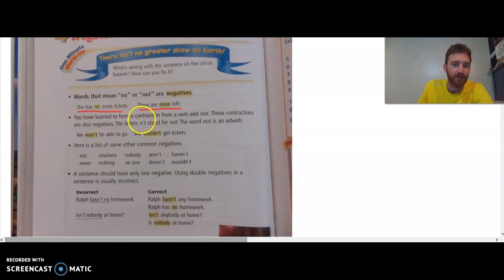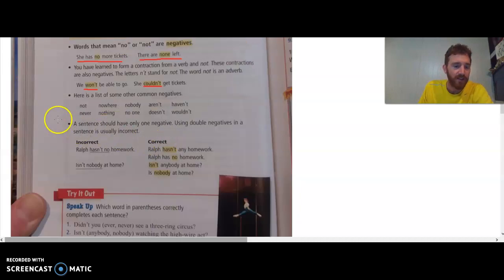We can also use these in contractions. It says you've learned to form a contraction from a verb and not. These contractions are also negatives. The letters N apostrophe T stand for not. So like won't for will not. We could do could not becomes couldn't, should not becomes shouldn't. Again, just pointing out that even those contractions include the negative part, okay? Here we have a list of some common negatives: not, nowhere, nobody, aren't, haven't, all the rest here. So there's some common ones. Basically, it means negative, not an affirmative.